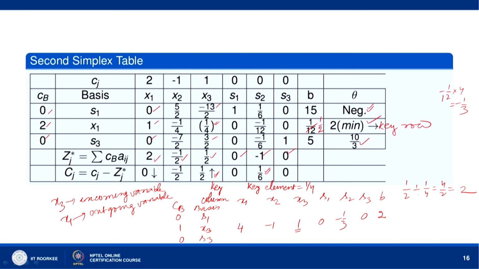Okay. With the help of this 1, we make the element minus 13 by 2 zero. Okay. So, we multiply by 13 by 2 and add to the elements of the first row. So, 4 into 13 by 2 gives you 26. 13 by 2 we are multiplying to 1 in order to make this 0. 13 by 2 into 4 is 26. So, 26 we add to this 0. So, we get 26.